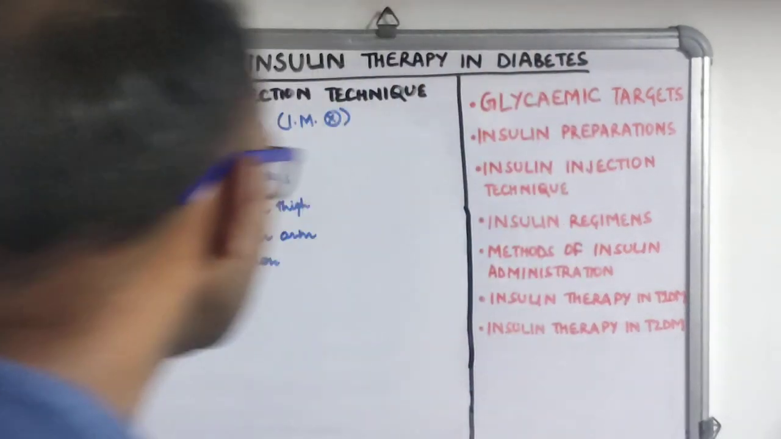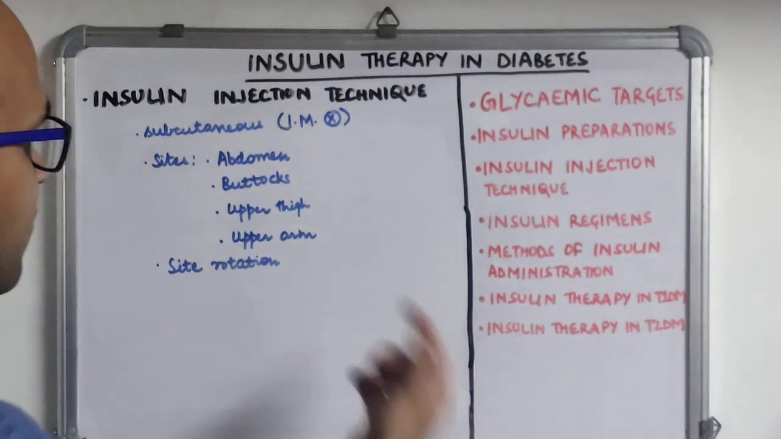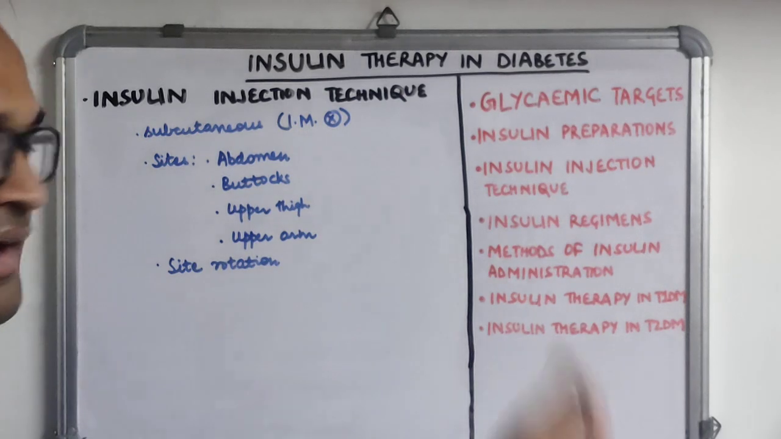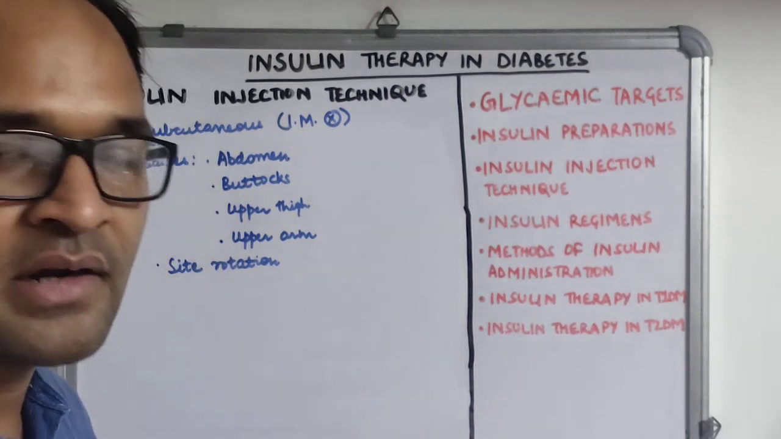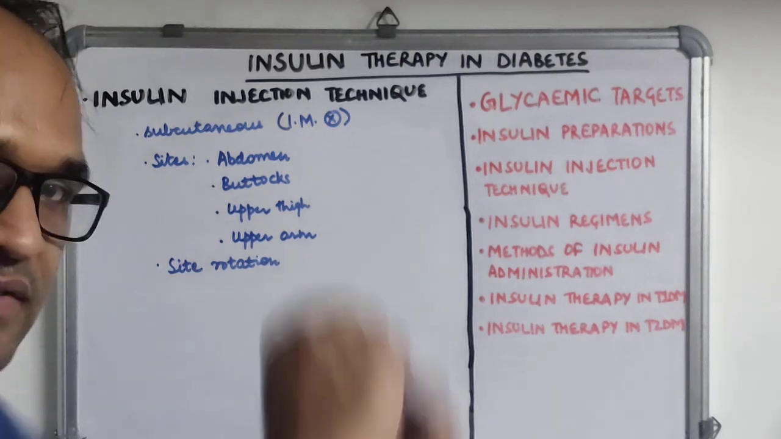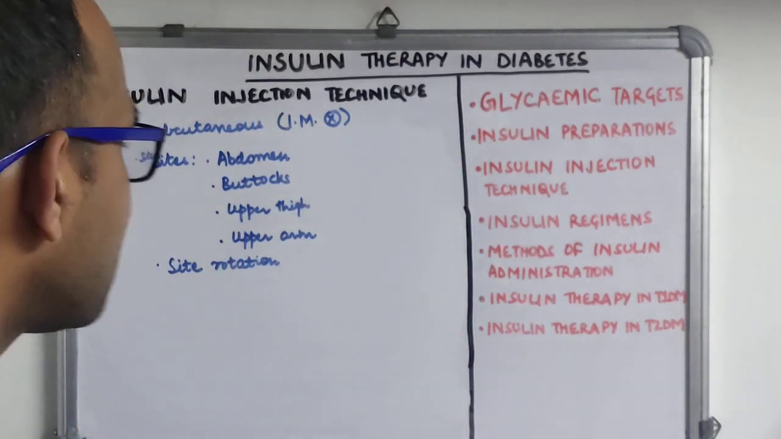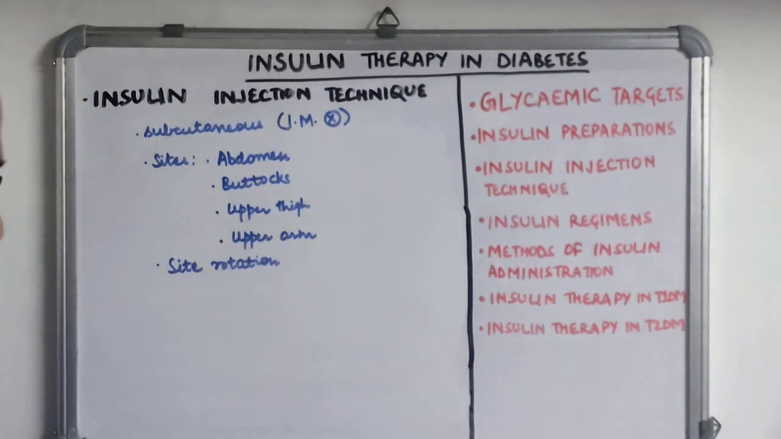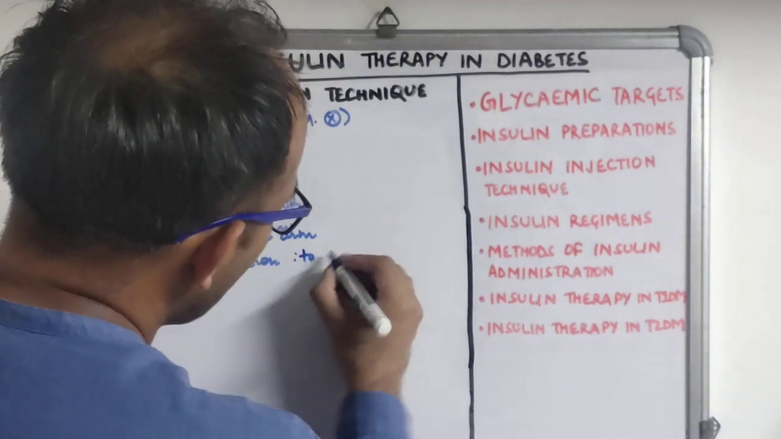And to prevent lipohypertrophy, you have to keep rotating the site. It's not like one day you inject on the abdomen and another day on the buttocks. But on the abdomen itself, you keep rotating the site, and on the buttocks itself you keep rotating the site. This is what I want to tell you. So site rotation is very important to prevent lipohypertrophy.